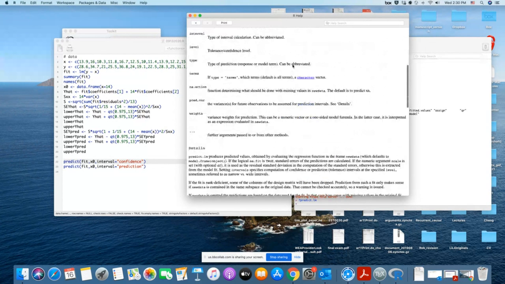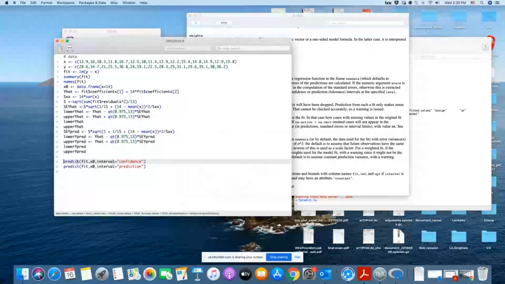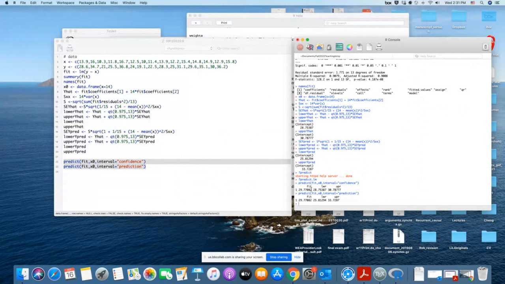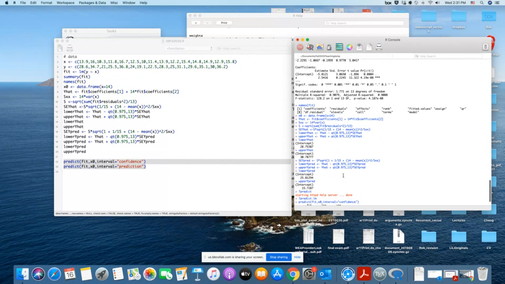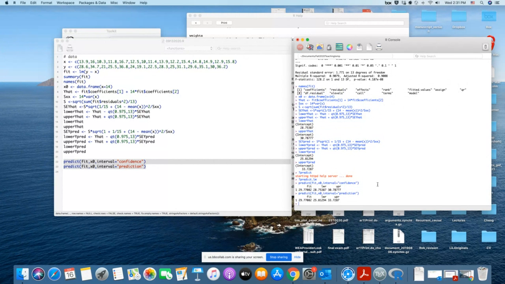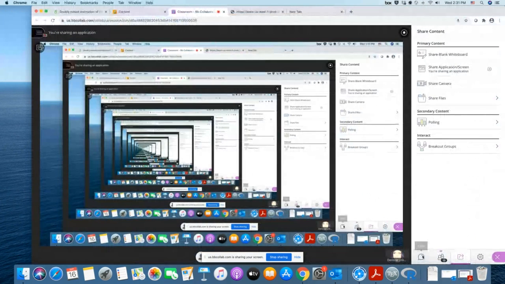So you run predict with the confidence and the prediction, then it gives the fitted value. Basically, the fitted values are the same, but the interval for the fitted value and the interval for the prediction are different, and they are exactly the same as what we have done manually. So you can use the predict function to calculate the confidence interval for the fitted value and the prediction value. Any questions?